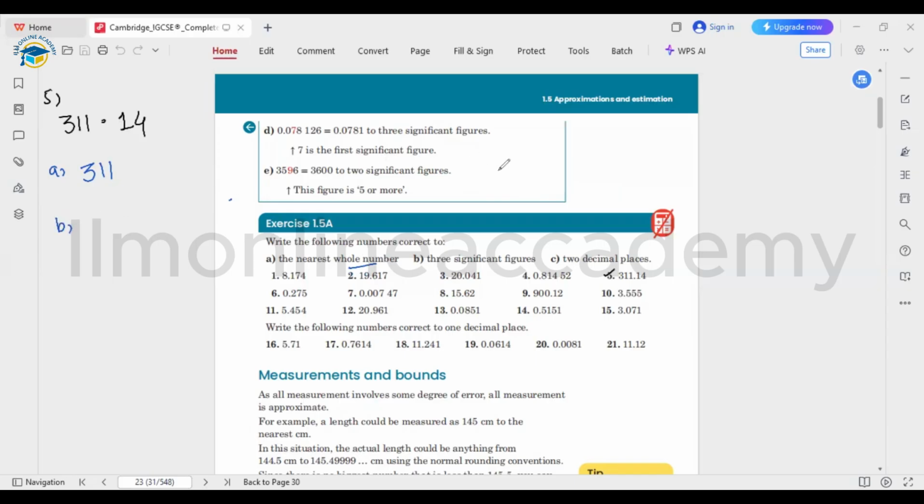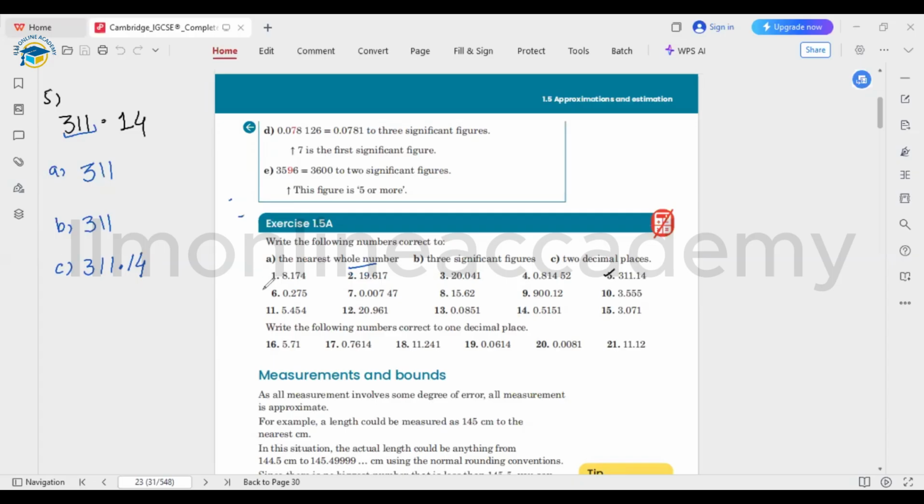Next, for the B, three significant figures are only these three digits before the decimal point. And after that, there is 1. So again, no need to add one to the previous one. We are again getting 311 for part B. For the C part, we need to write the number up to 2 decimal places. So after the decimal point, we already have two numbers, so we will be taking both of these numbers. So 311.14. This is basically my 2 decimal place number for part number 5.